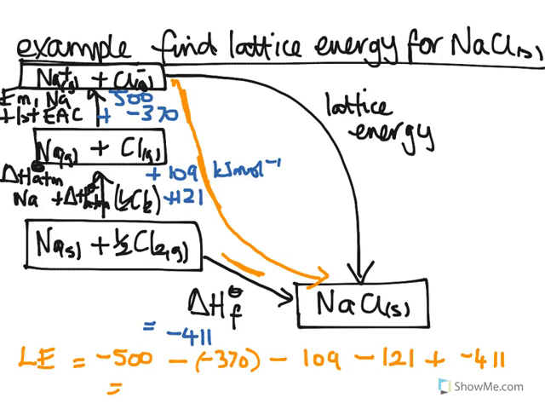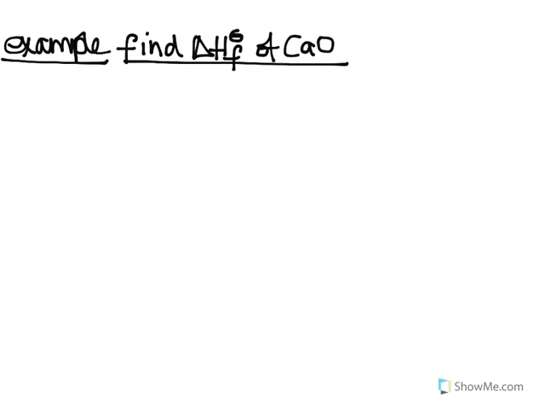And when you press all the numbers in the calculator and work out the maths, we find the lattice energy is minus 771 kilojoules per mole for sodium chloride. Try the maths for yourself. But we can be asked not just to find a lattice energy, but maybe find the enthalpy change of formation if we're given a lattice energy. So in this case for calcium oxide, the lattice energy we might be given is minus 3,401 kilojoules per mole.